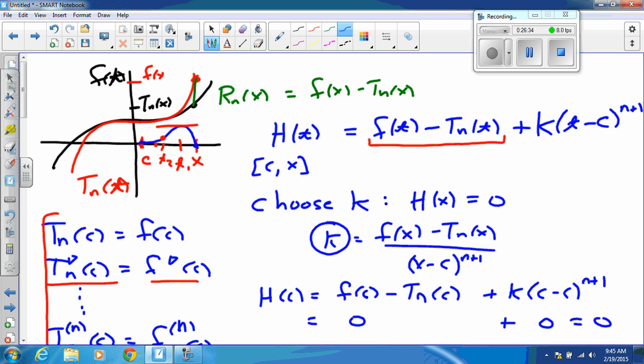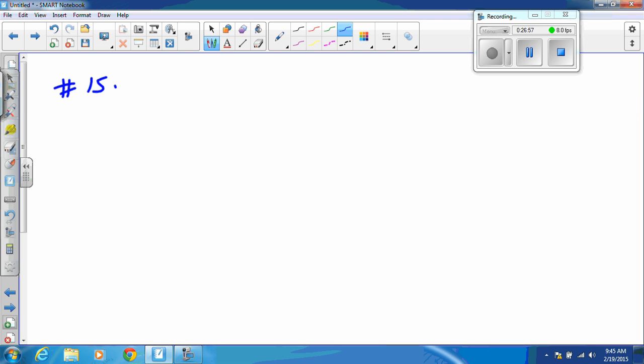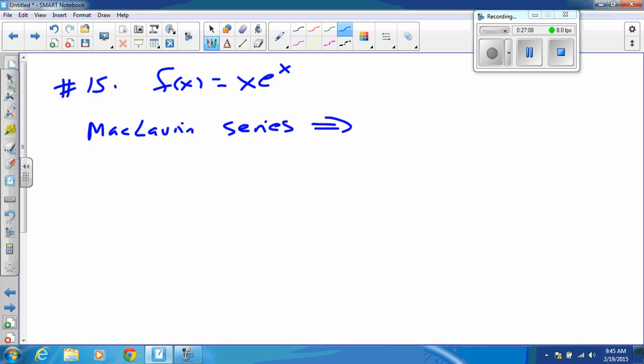Now, I wonder if we have enough time to look at 15. If not, I'll do something third period for the video. So we're looking at page, I think it's 500. Yes. And number 15, we're looking at the function x e to the x. And they ask you first to find the Lagrange series, and then establish that it converges for all x.